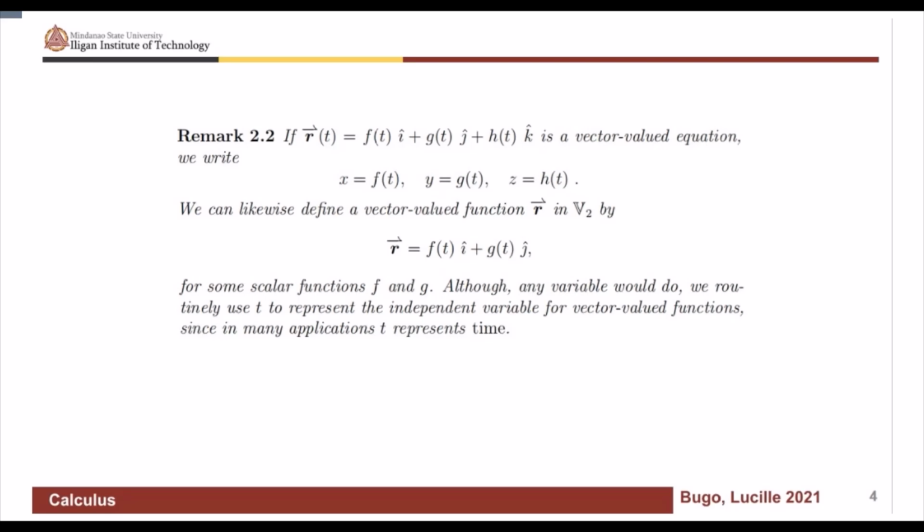If r of t is equal to f of t i hat plus g of t j hat plus h of t k hat is a vector valued equation, we write x equals f of t, y equals g of t, z equals h of t. So these are the parametric equations. We can likewise define a vector valued function r in V sub 2 by f of t i hat plus g of t j hat. So this is in R squared for some scalar functions f and g. Although any variable would do, we routinely use t to represent the independent variable for vector valued functions, since in many applications t represents time.